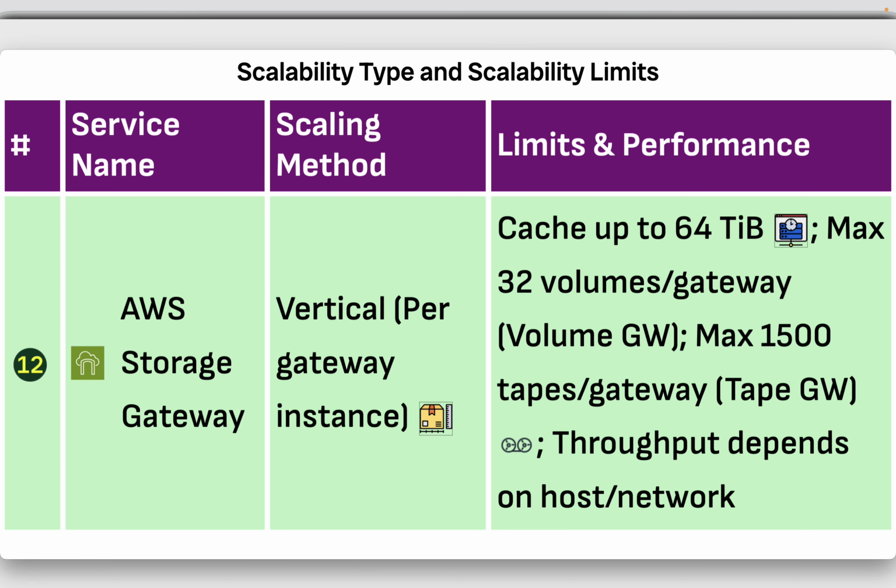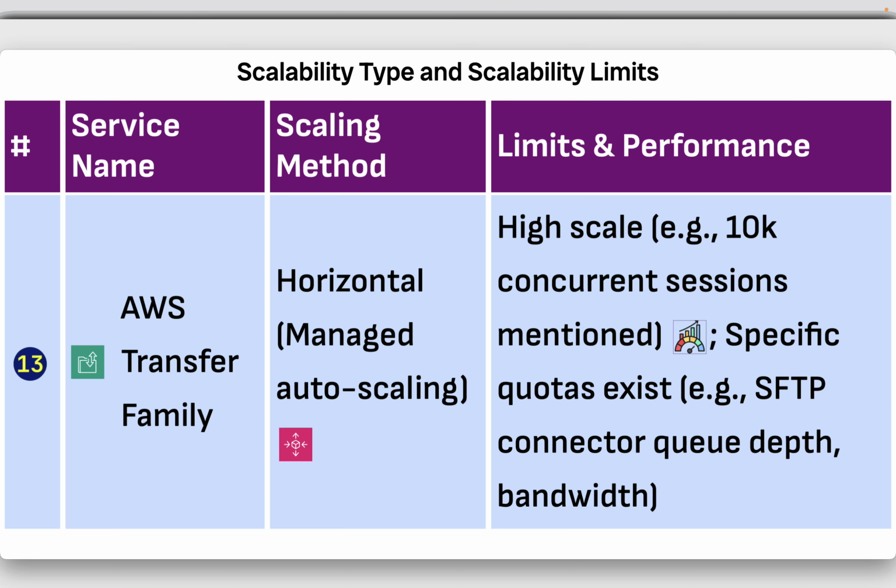Next, Storage Gateway. Scaling is vertical, and that depends on the per gateway instance. So limits: cache up to 64 TB. You can have a maximum of 32 volumes per gateway for the volume gateway type, and a max of 1500 tapes per gateway for tape gateway. Throughput depends on the host and the network, because you have to install something and use some hardware in your data center, so it depends heavily on the network being used and the host on which you have installed the appliance.